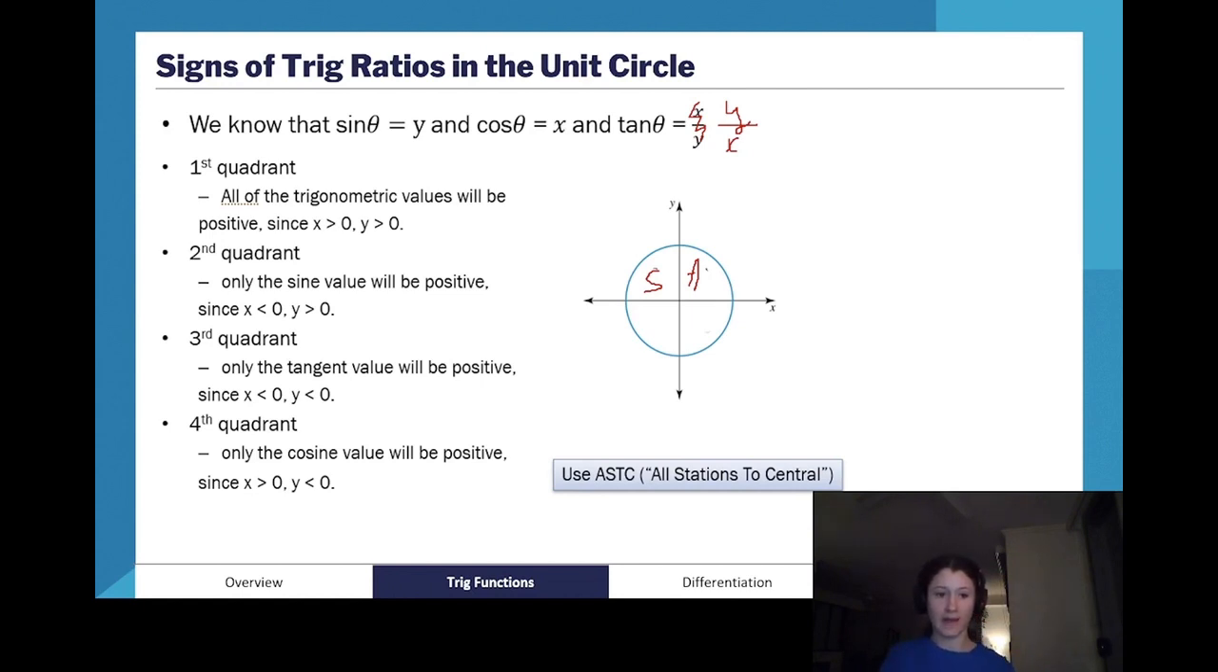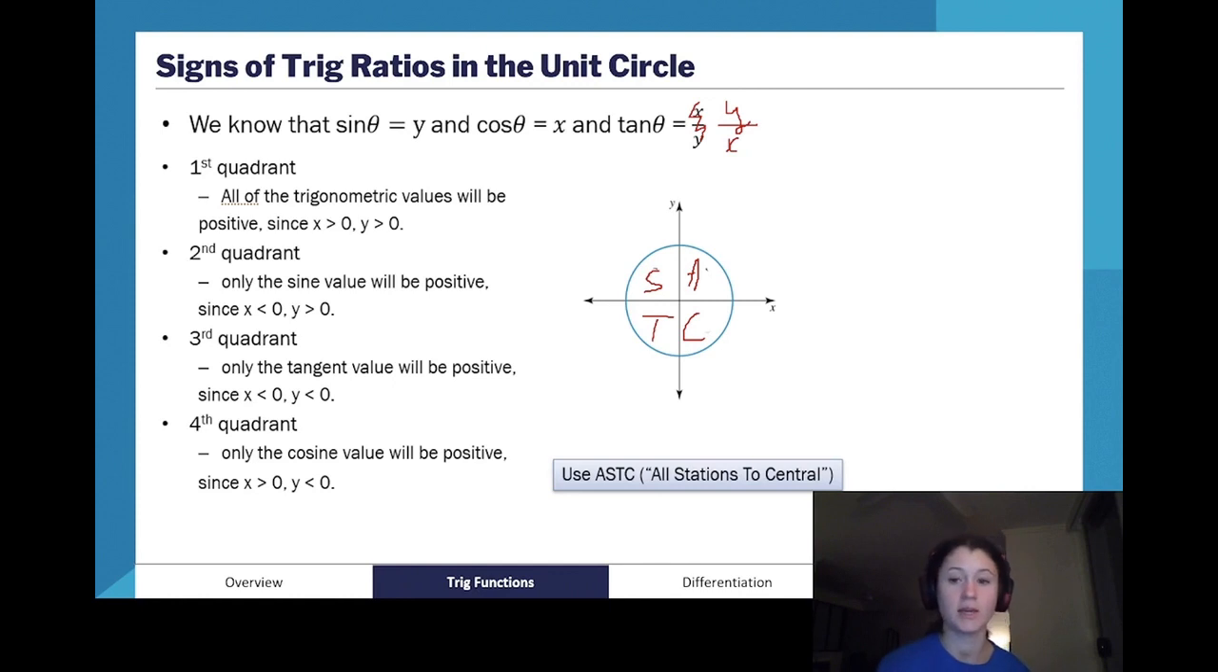Moving down again into this quadrant, x is negative and y is negative, which means that both sine and cos are negative. But if you're dividing a negative by a negative, you end up with a positive, which means that tan is positive here, and that's the only one. Moving across again, we have x being positive and y being negative, which tells us that cos is positive, and sine is negative, and a negative divided by a positive is a negative, so tan is also negative, which tells us that the only positive value is cos.